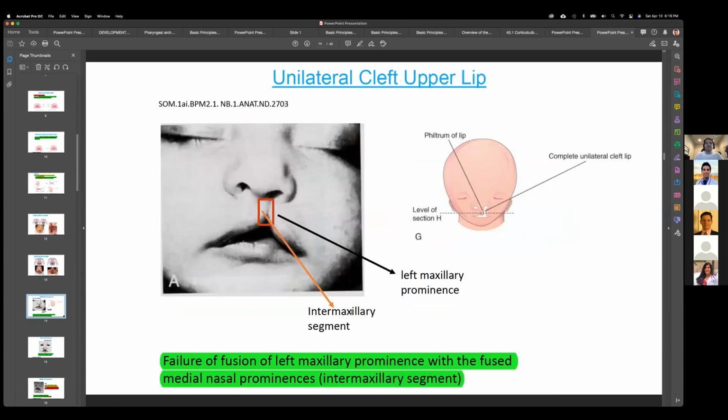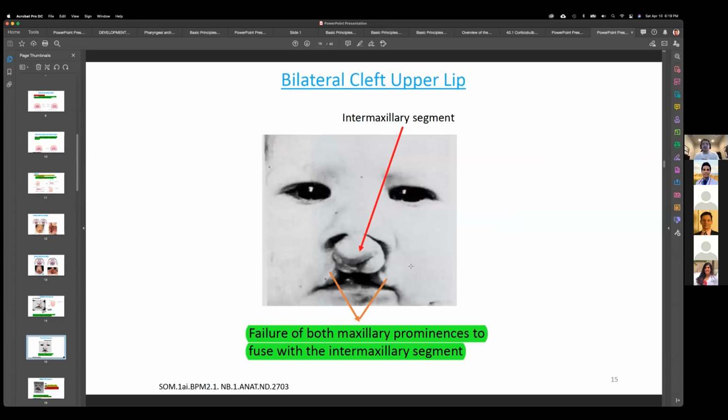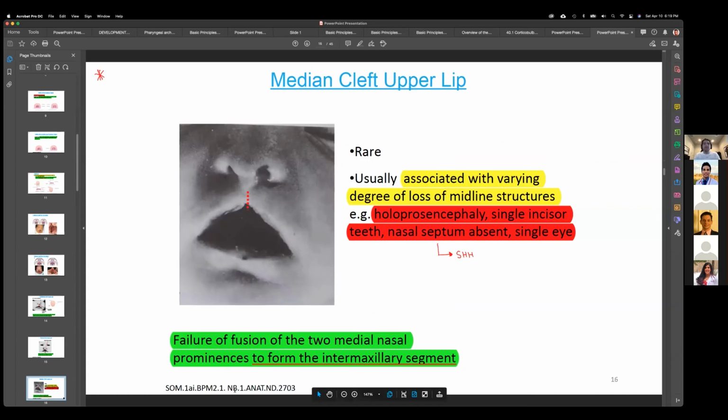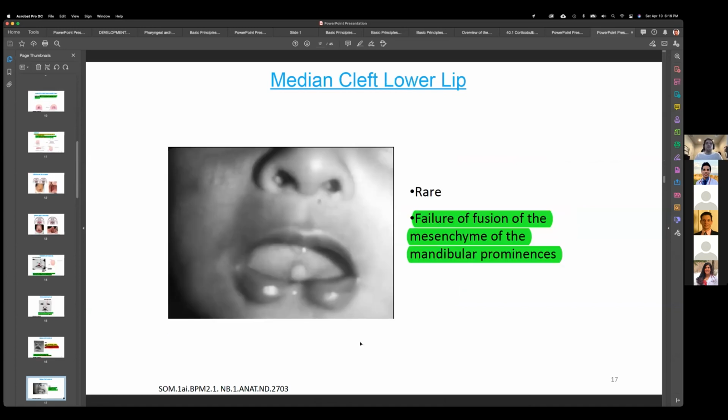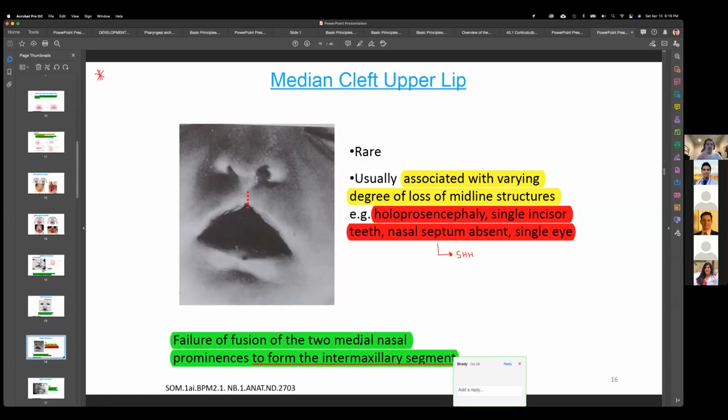Unilateral, but it's on the side. So the intermaxillary segment has already joined together, so you're not going to have a midline problem. And then it's supposed to join with the left maxillary or the maxillary processes. So if it's a problem, you can see that here, the maxillary prominences to the intermaxillary segment. Whereas if it's median, it's a problem of the formation of the intermaxillary segment, the two medial nasal prominences. Those come together first, and then the lateral prominences join, and then the secondary prominences join together. So it depends at what time frame this actually happens to determine how bad the cleft is.